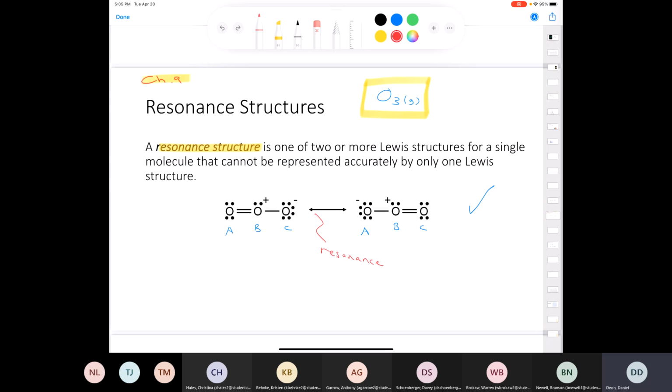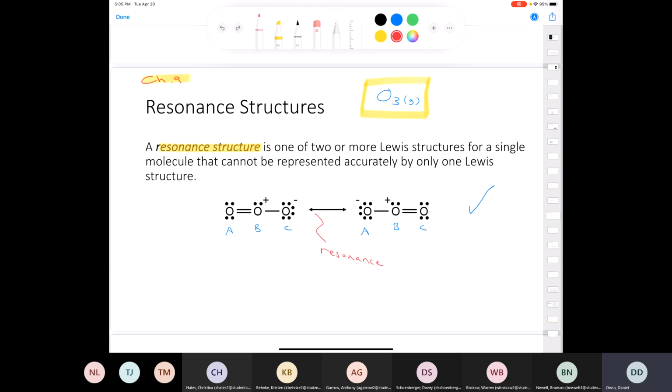What the resonance structures tell us is that, in fact, the structure of ozone is really a hybrid of these two. If we could put these two and blend them together, we would actually have the correct overall structure. And you can represent that. It's called a resonance hybrid. However, we don't cover that in our class.